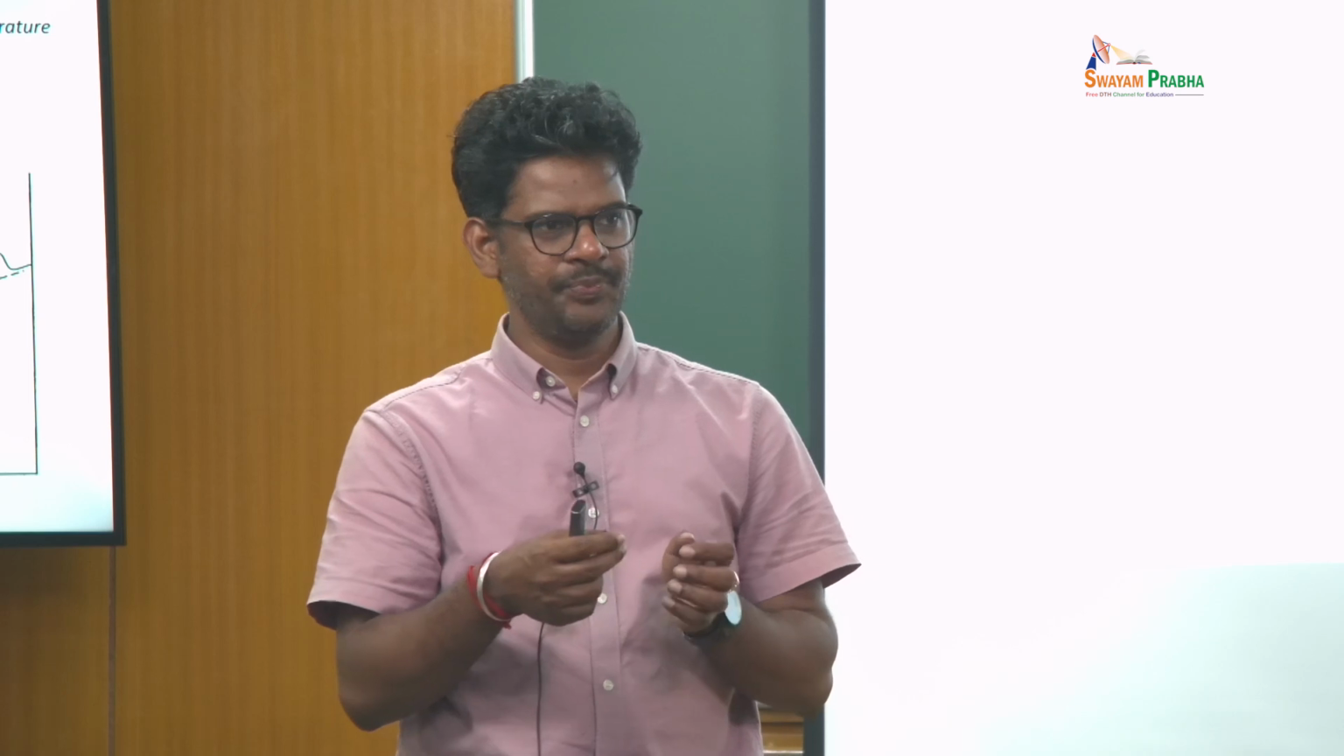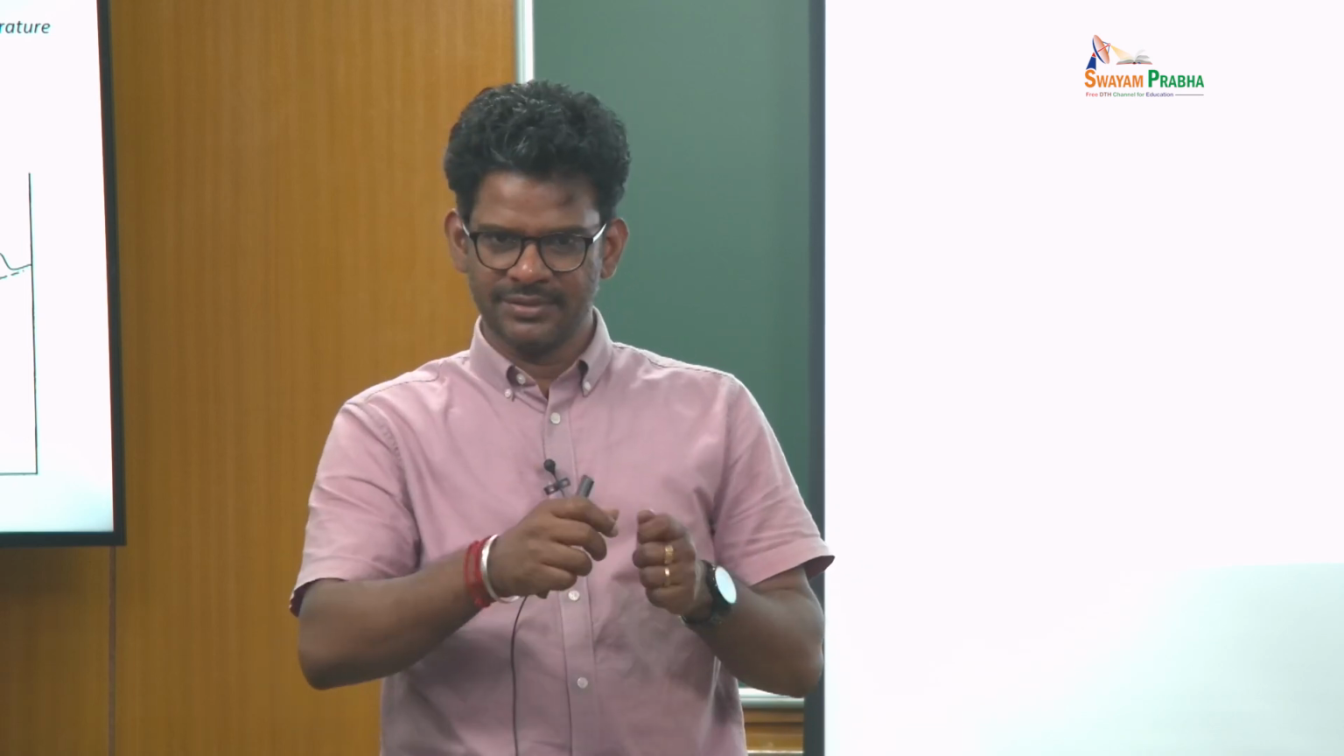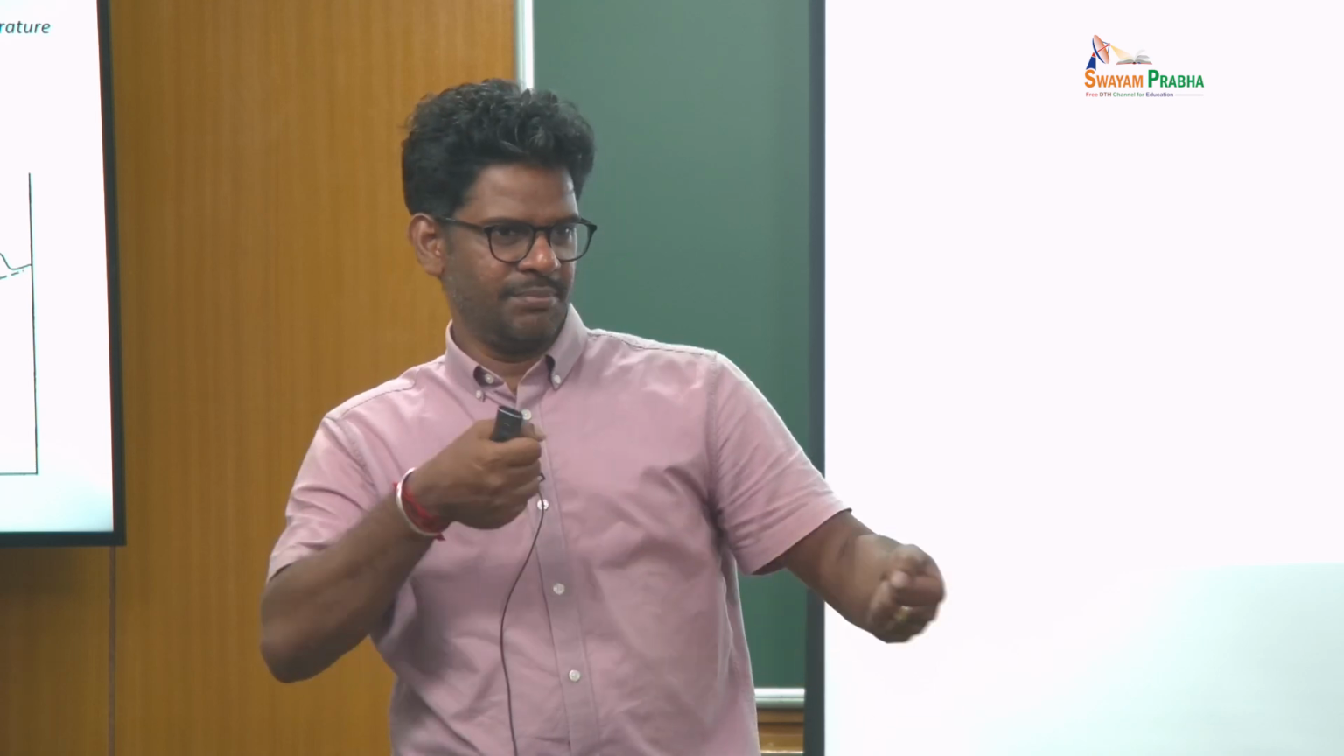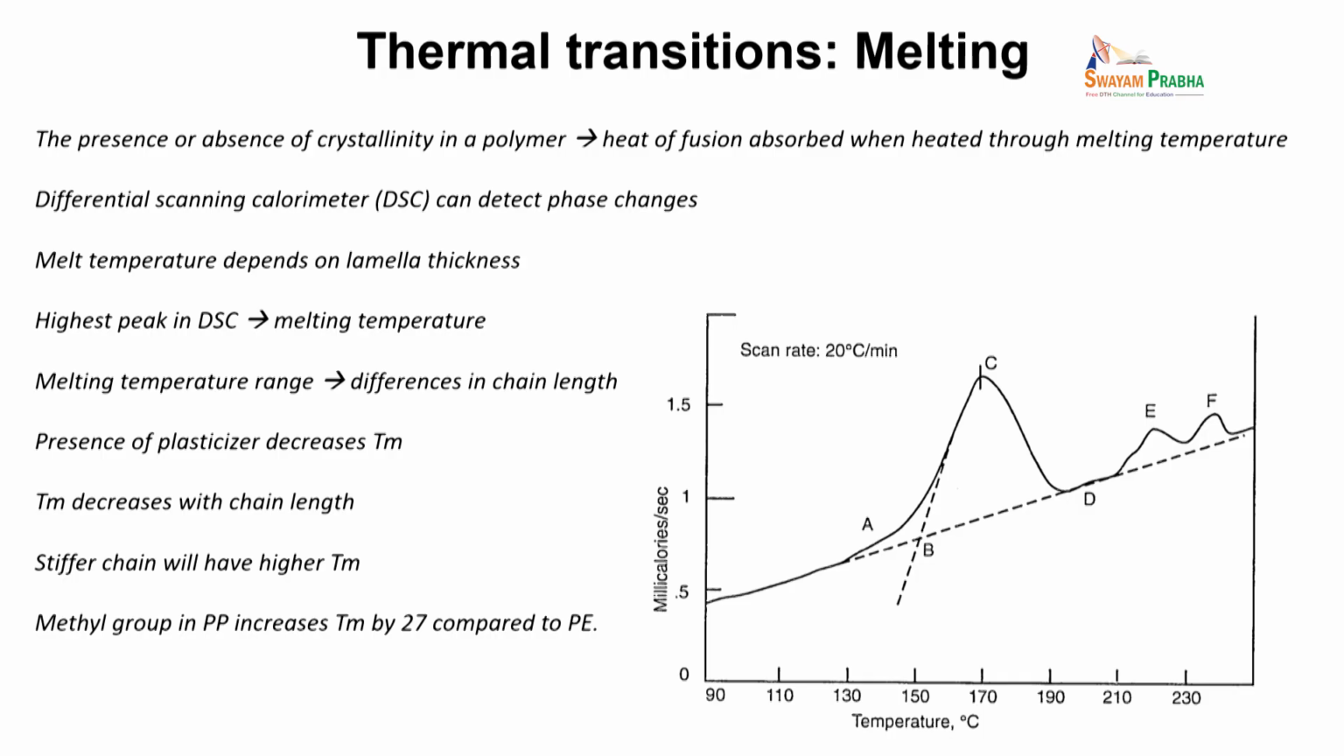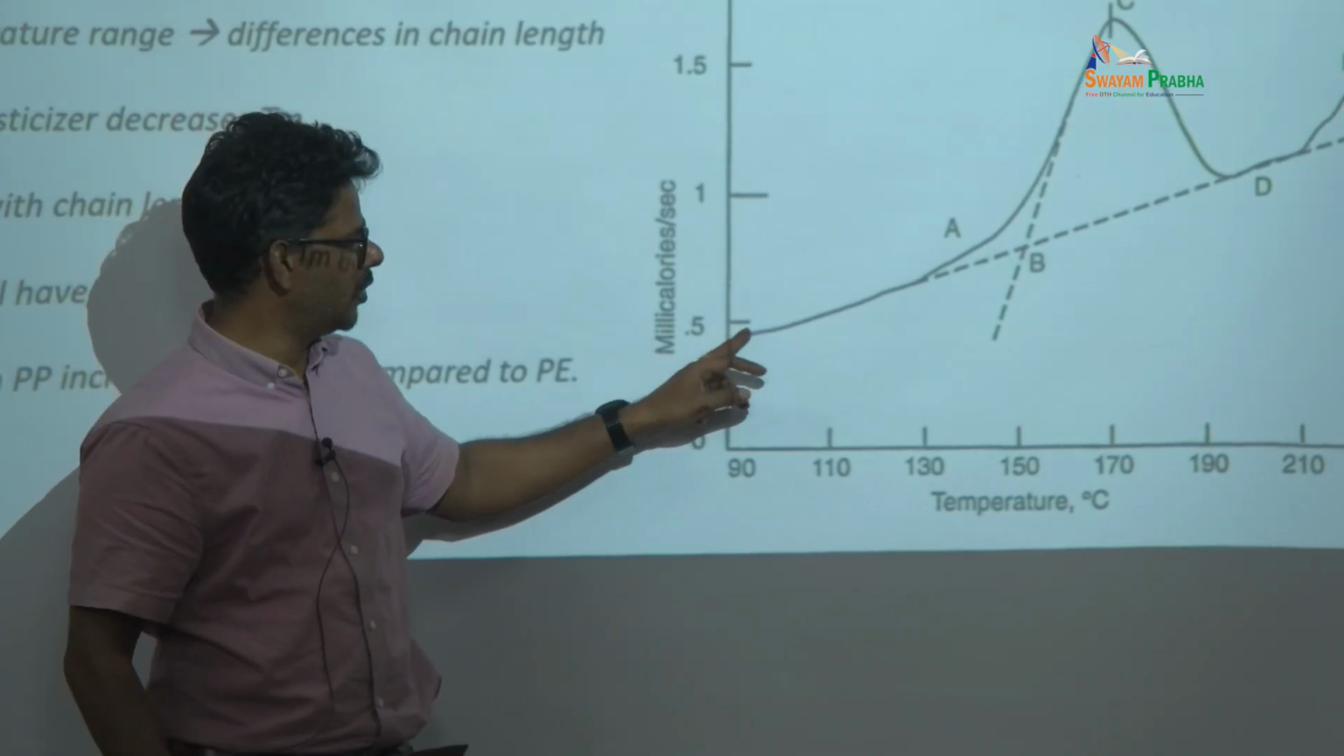Now, how do we measure this melting temperature? We do what is called DSC, differential scanning calorimetry. It's very simple. You take your material, you slowly heat it, and then look at how much heat is absorbed or released. As you know, when you want to melt something, you want to supply energy. The material will absorb energy so that it can break open the secondary bonds and the chain can become more flexible. So typically you're looking at the heat absorption versus temperature. You start your material at 90 degrees and slowly heat the sample and look at how much heat is absorbed.